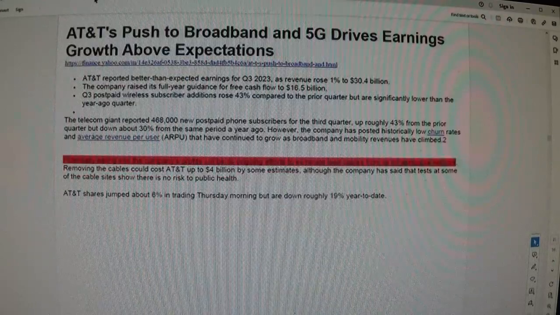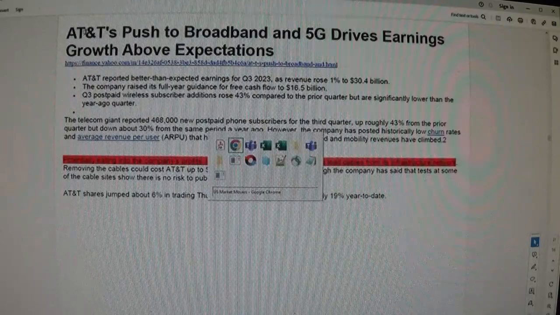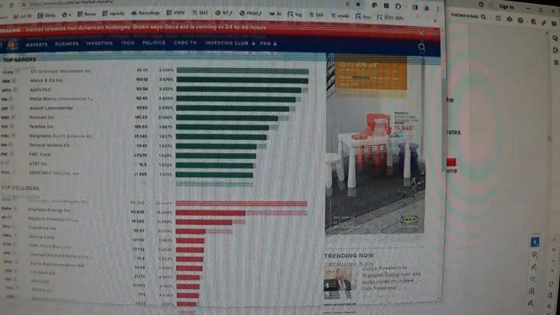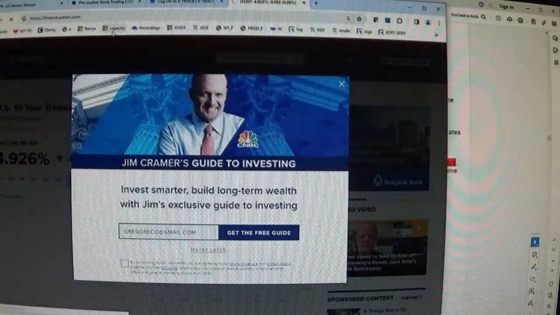So anyway, I had a next article about AT&T. This is one of the stocks we're following. AT&T has been in a downtrend for like months. Years. How long? Let's look at AT&T.